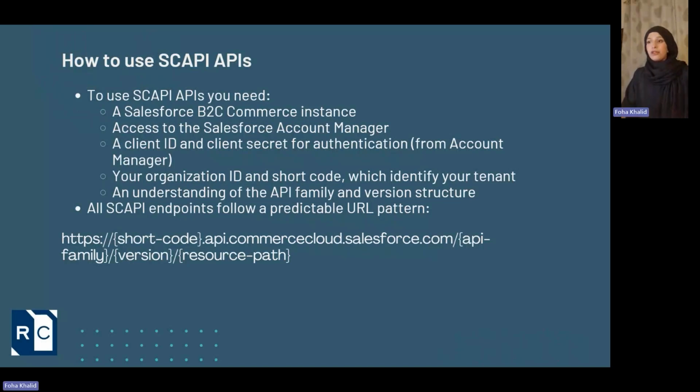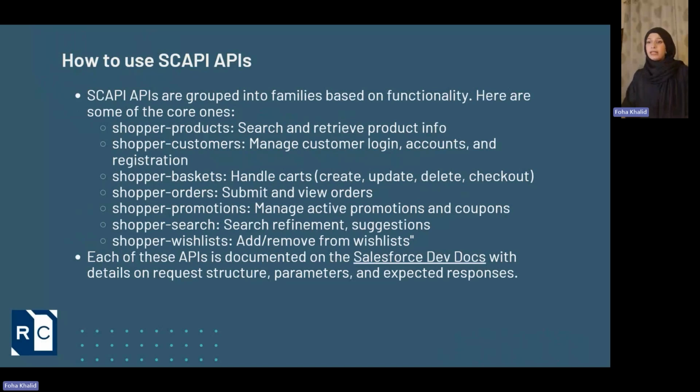Your SCAPI APIs are grouped into families based on functionality. So there are different ones if you've got shopper products. As you can see, we've mentioned before that all of the names are going to start with shopper. So you can see you've got shopper product, shopper customer, shopper baskets. All of these are responsible for different areas. So for example, shopper products is going to be used for retrieving and searching for product information. You've got customers for managing the customers' login, their accounts and their registration. You've got baskets for handling carts, and you get the gist of it, that each API is responsible for something specific.